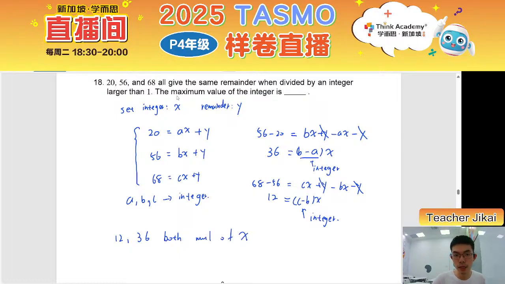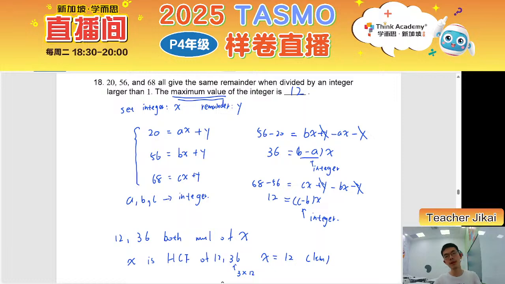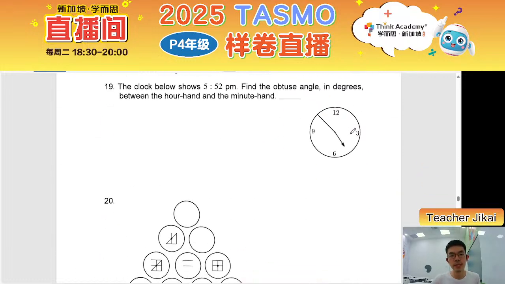So we want the maximum value. So x should be what? x is the highest common factor of 12 and 36. And we know 36 is 3 times 12. So the x here is 12. So the maximum is 12.